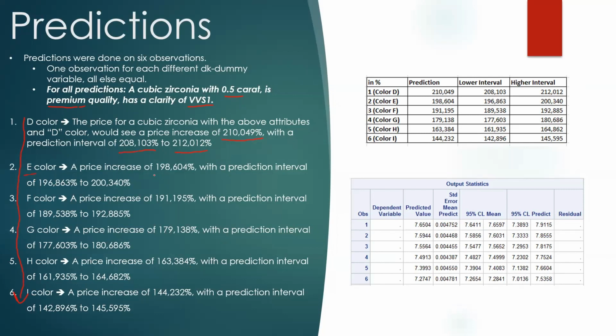E color, same logic applies, a price increase of 198,000%, prediction interval between 196,000 and 200,000%. And once again, I want to emphasize that it's all else equal, so it has E color with 0.5 carat, premium quality, and VVS1 clarity. And then we can go to the worst one, which is I color here. A price increase of 144,000% with a prediction interval between 142,000 and 145,000%. And that is once again for 0.5 carat, premium quality, and clarity of VVS1. So we can see here that the color does have an effect on the predicted price of a cubic zirconia.